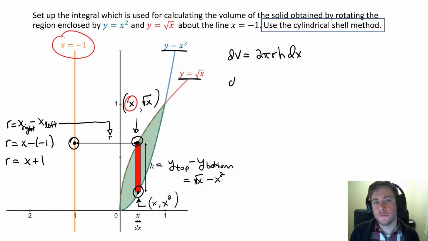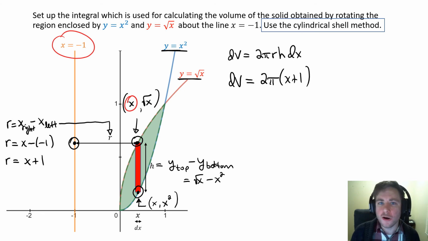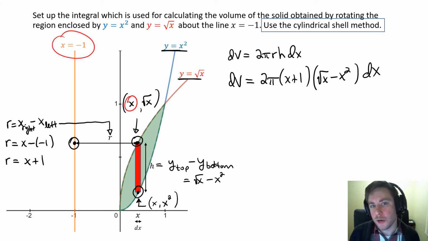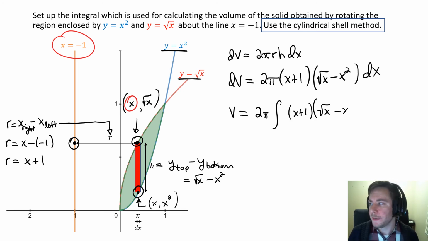So going back to our formula for dV, where I see r, I'm going to put x plus 1. And where I see h, I'm going to put root x minus x squared, according to the work we did before. And with this, we know the volume of all the slices. So the last thing to do is add them all up by taking this integral.